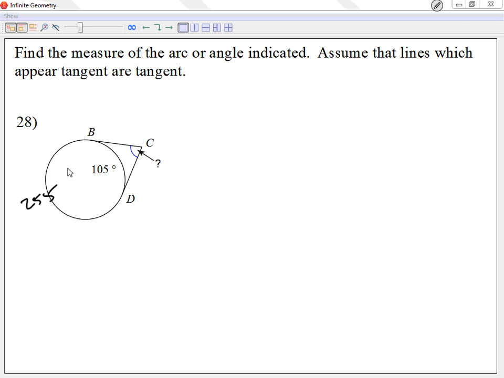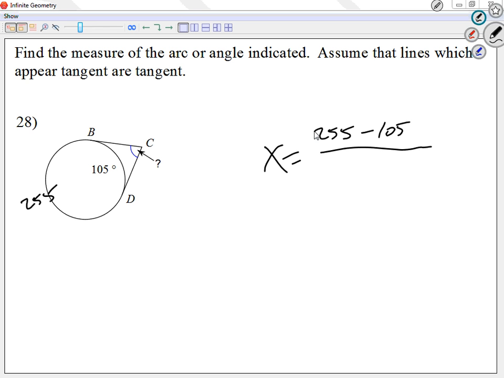So I'm going to start with the angle, which is x. I have to subtract my two arcs. So 255 minus 105 over 2. I went 360, which is the whole circle, minus 105. So the whole circle is 360. All right, so it's all numerical. 255 minus 105, that's 150. So x equals 75.